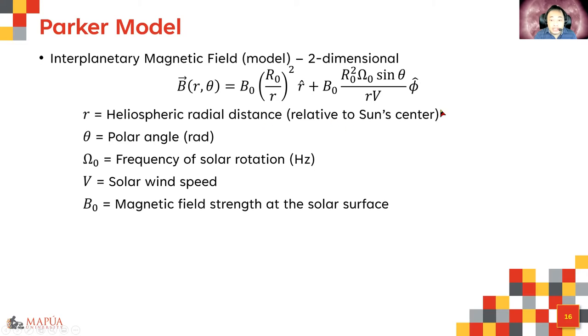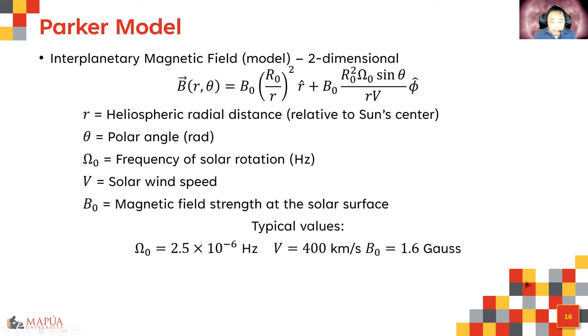R is the radial distance from the center of the sun. Theta is the polar angle in radians. We have the frequency of solar rotation. It's about 27 days at the equator, and then about 30 days at higher latitudes. V is the solar wind speed. That's why it's very important to calculate or measure the solar wind speed, and you can actually use the magnetic field strengths at the solar surface. So using this equation, you can map out the interplanetary magnetic field.